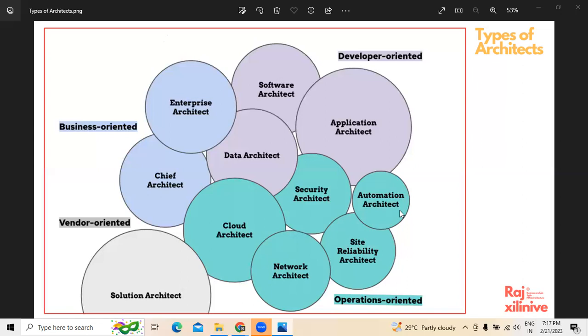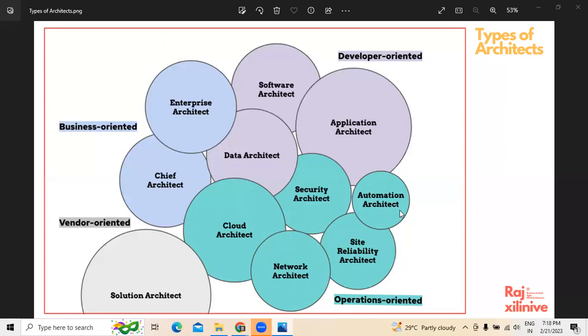So the reason I'm making this video is to give people a complete glimpse over these things, so that they'll have more exposure to the role of architecture as well as the role of an architect, as well as the kinds of architects and architectures we have.